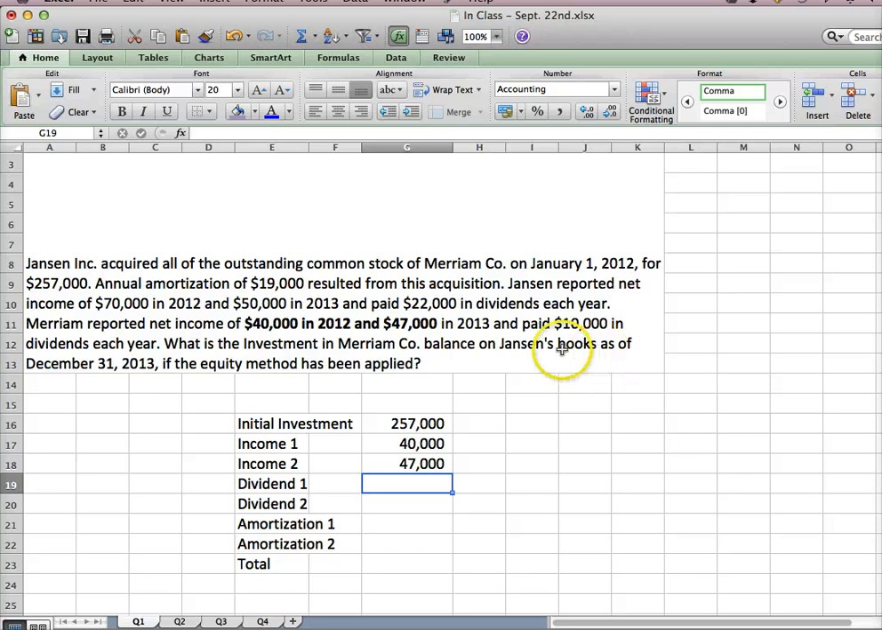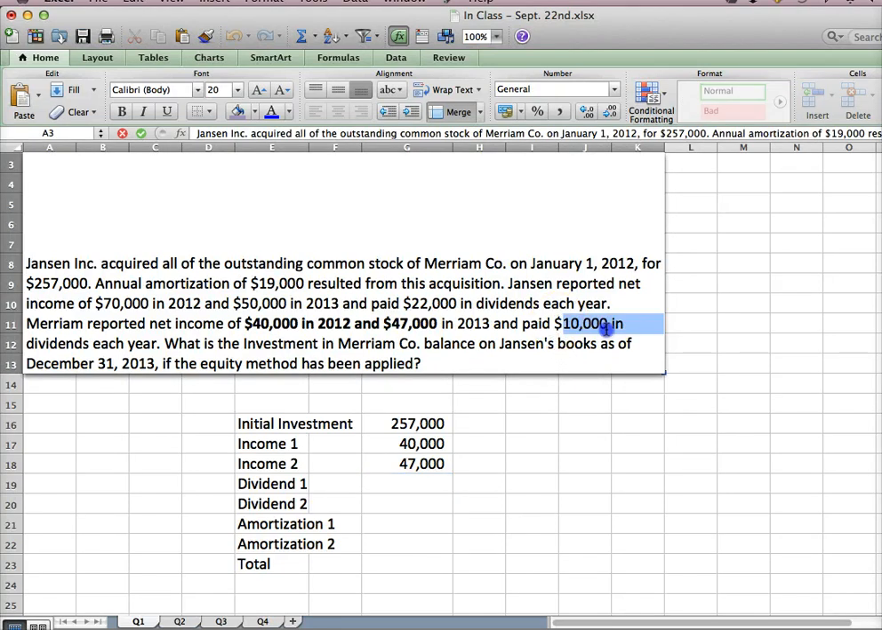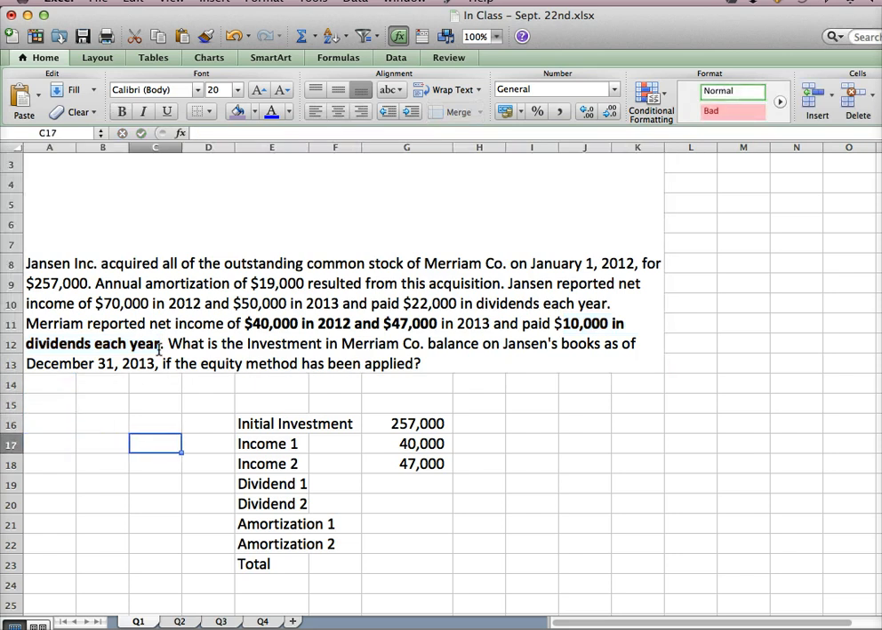Now we see that Miriam also paid a dividend each year, $10,000 each year. So we know to put this, and dividend reduces the investment amount. Keep that in mind. In the equity method, dividend reduces the investment account. If we're going to use the initial value method, keep in mind that dividend is actually something that's considered income.